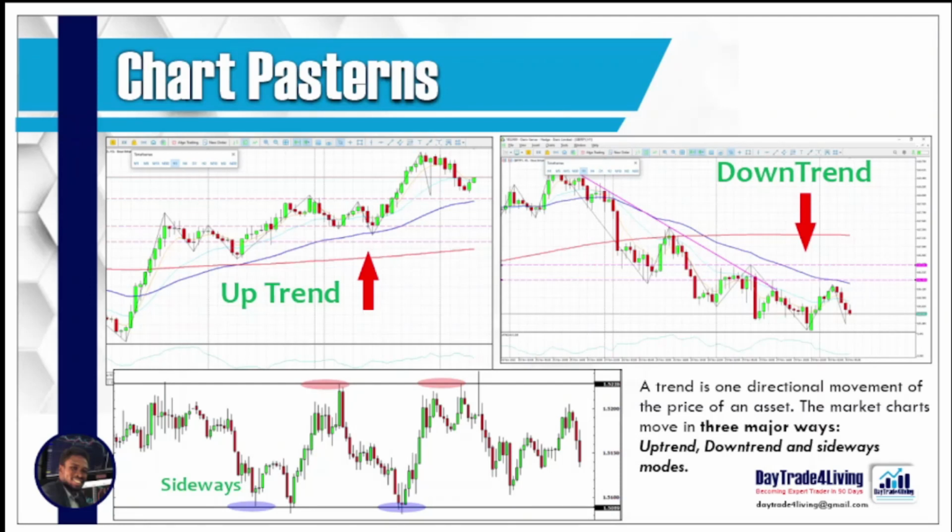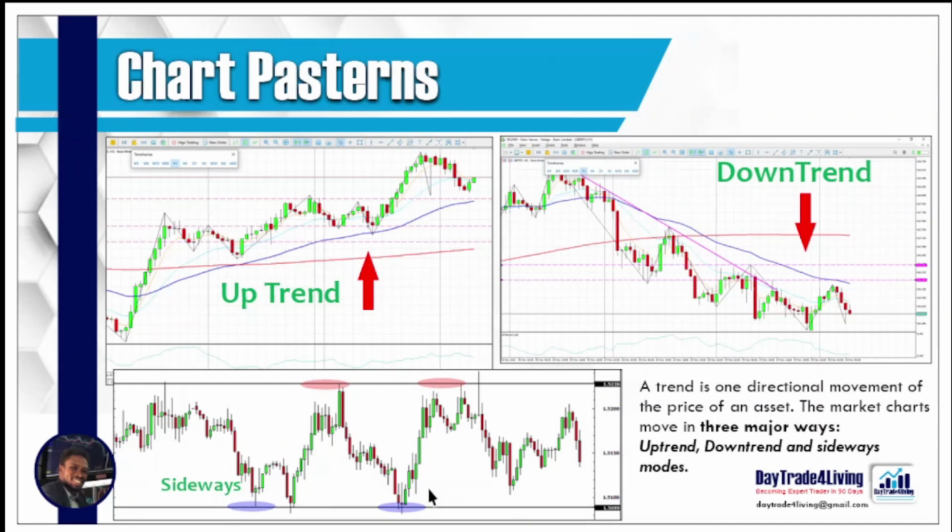Before a chart pattern is formed, there must be a trend. And what's a trend? A trend is one directional movement of the price of an asset. The market charts move in three major ways. We have uptrend, we have times where the market goes through downtrends, and we have sideways trends. So before a pattern will form, there must be a trend.